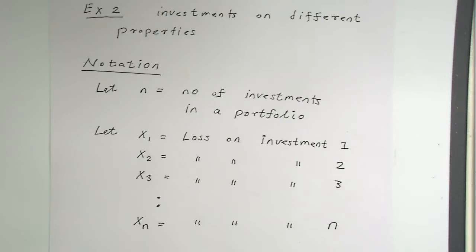And let x1 denote the loss on investment 1, x2 the loss on investment 2, up to xn the loss on investment n. So you have these variables x1 to xn, right? Okay.